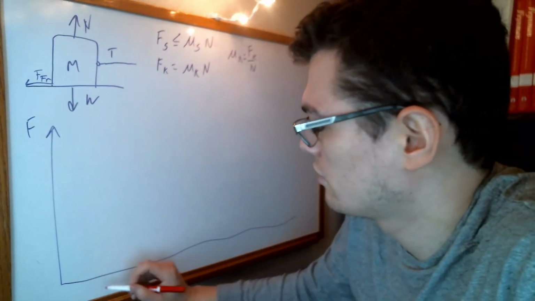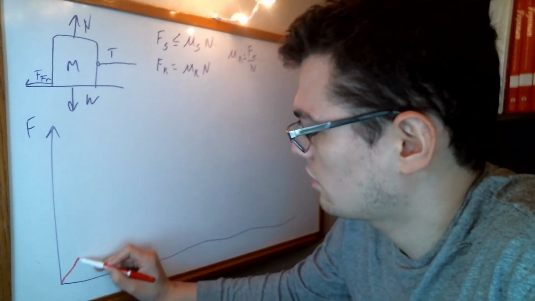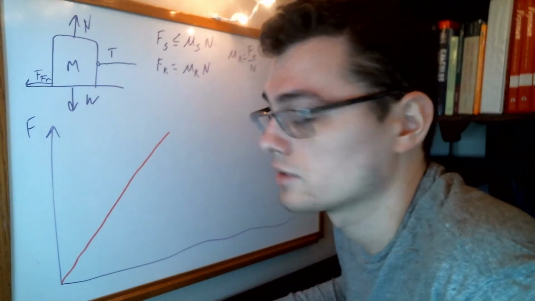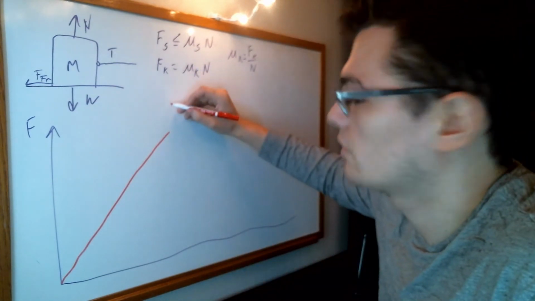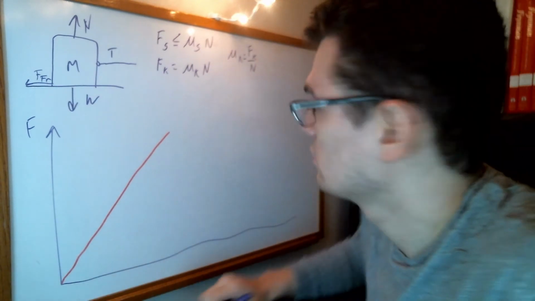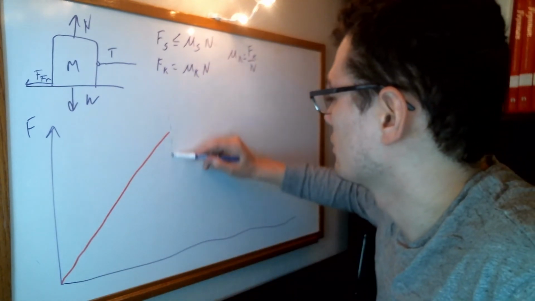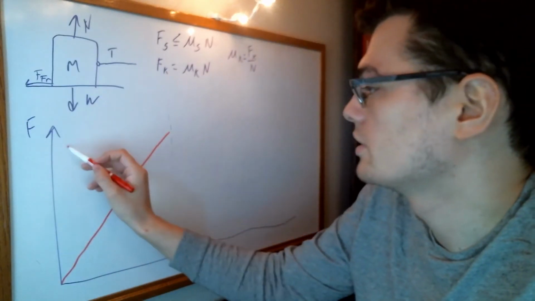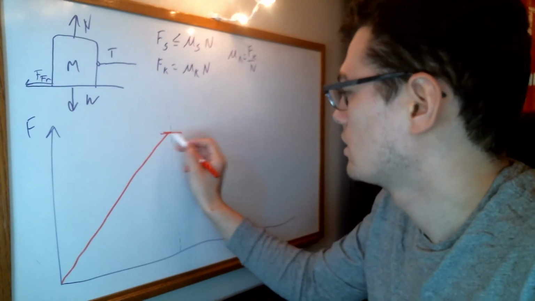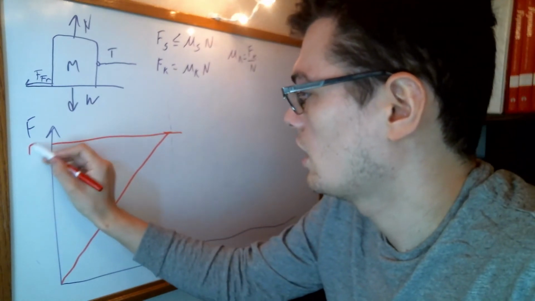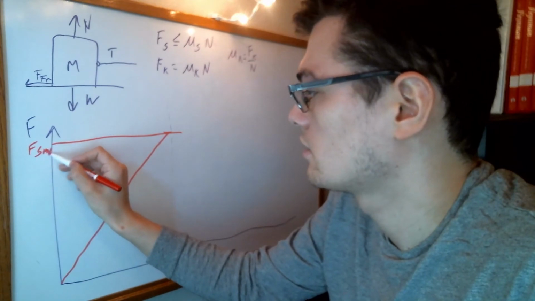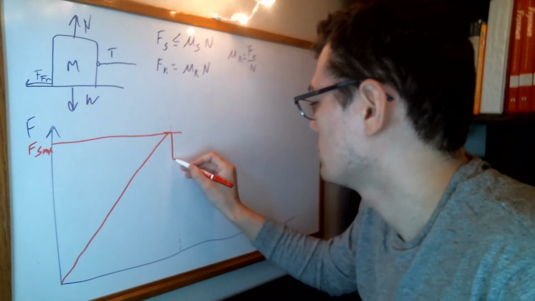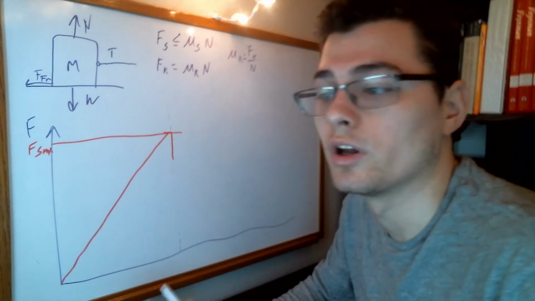We're going to have this, which is going to be the force of static friction. And then once this is broken, we can draw an asymptote here. And this here is going to be Fs max. And then once this is broken here, this is going to drop down to approximately what Fk is.